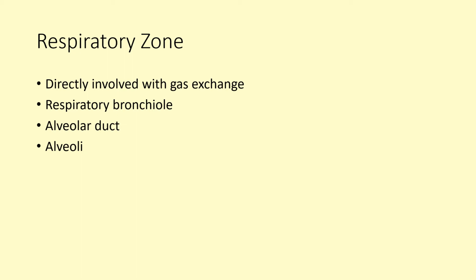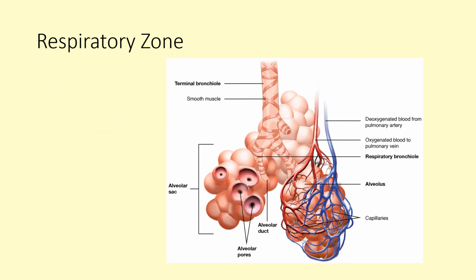Now, the respiratory zone, this is the area that is distinct from the conduction zone, which is moving the air from the outside environment to the lungs. The respiratory zone is going to be involved with the gas exchange itself directly. So this will be the respiratory bronchioles, the alveolar ducts, and the alveoli themselves.